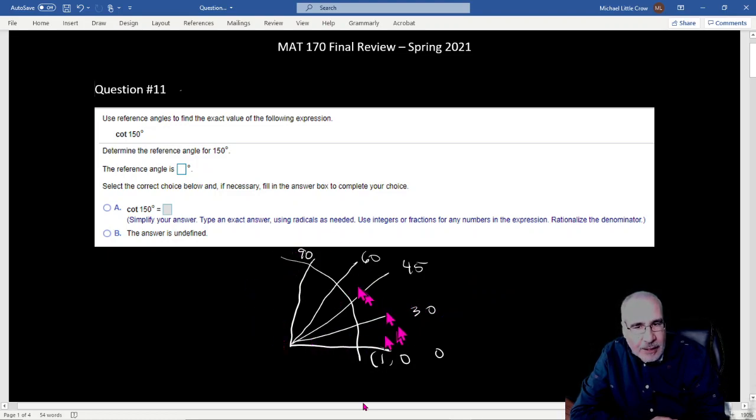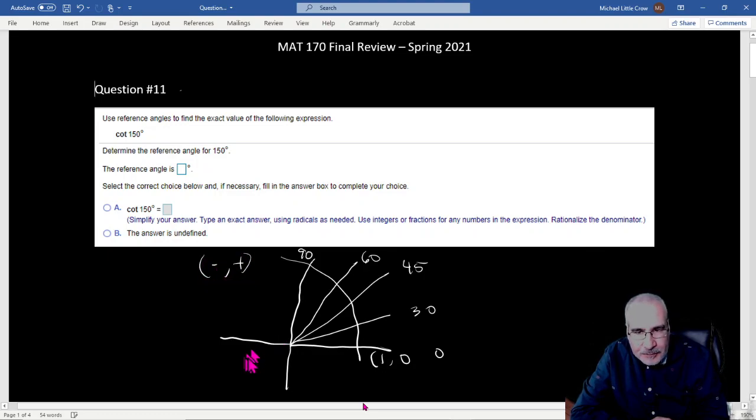But if we understand just this one quadrant, we get the rest of the angles by noting in the other quadrants: in the second quadrant, the y value is positive and the x value is negative. Third quadrant, we get negative and negative. And fourth quadrant, we get positive x, negative y.